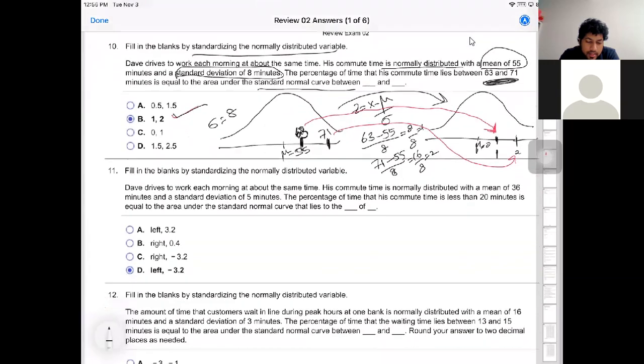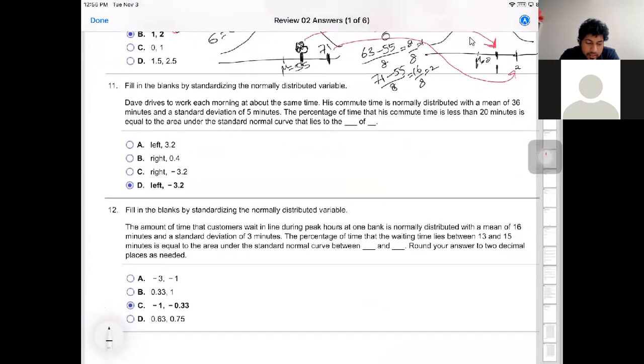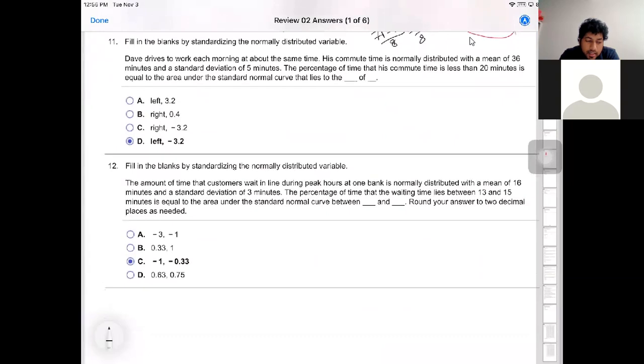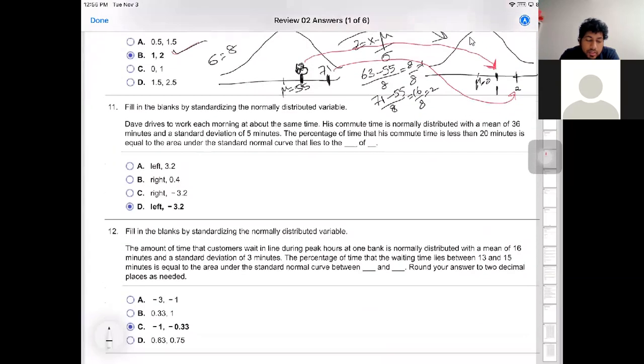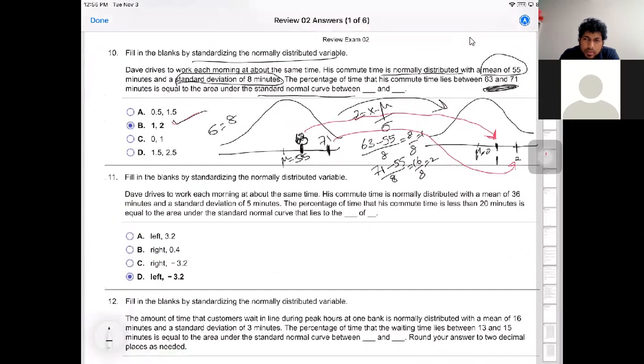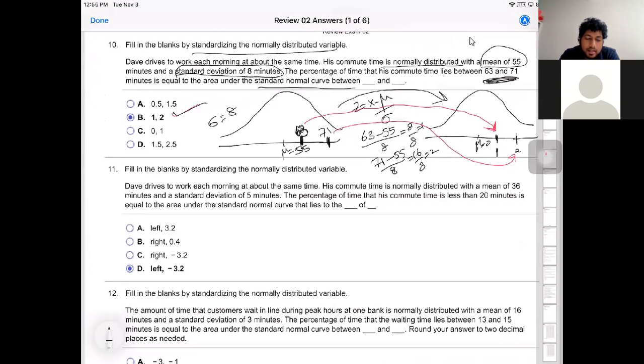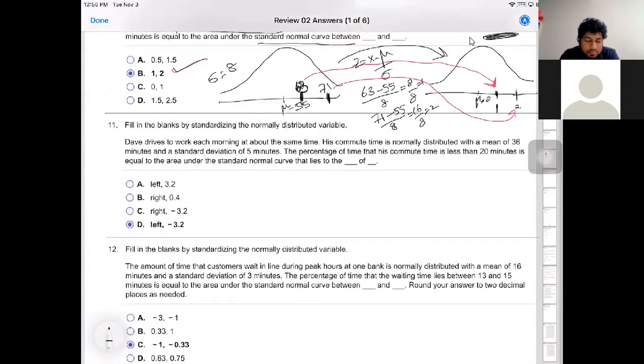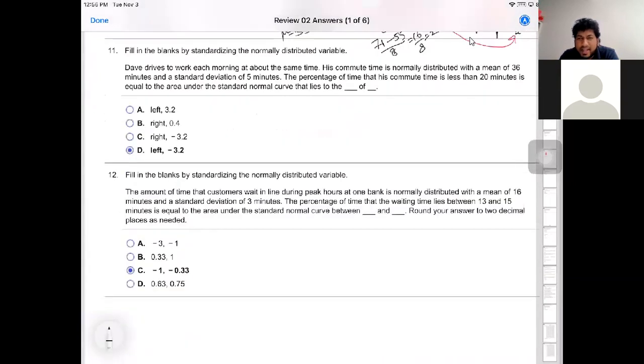Number 11 is the same as number 10. I think 12 is the same as the previous question. Don't worry about the negative or positive. Just plug in the value x and do these calculations and get the standard normal value. Okay, that's how we deal with it. So a standard normal value can be negative or positive, it doesn't matter. Don't worry about that.